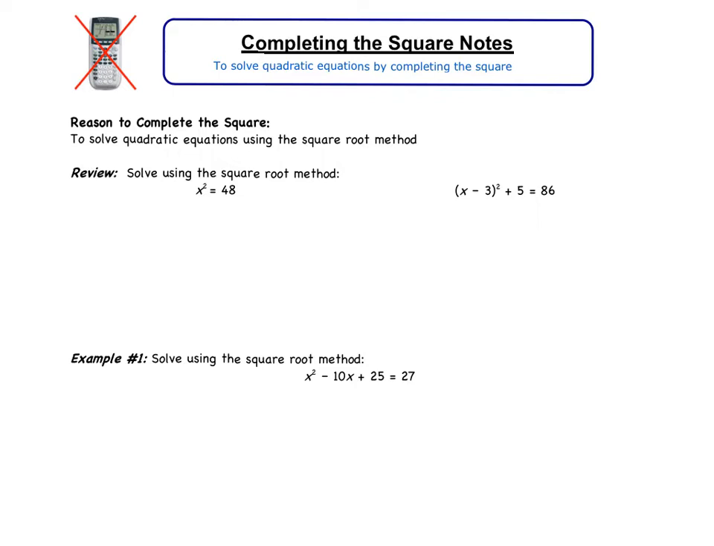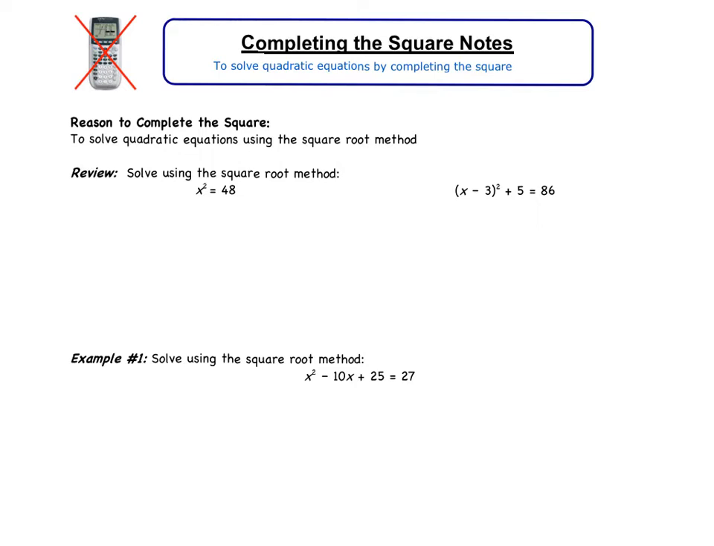Completing the square will help us take any quadratic and put it in a form so that we can use the square root method. Before we learn completing the square, though, I want to review the square root method. So let's look at that first problem, x squared equals 48. First step, anytime you're using the square root method, make sure you can use the square root method. In this case, we have an x squared and no x term, so we're good to go.